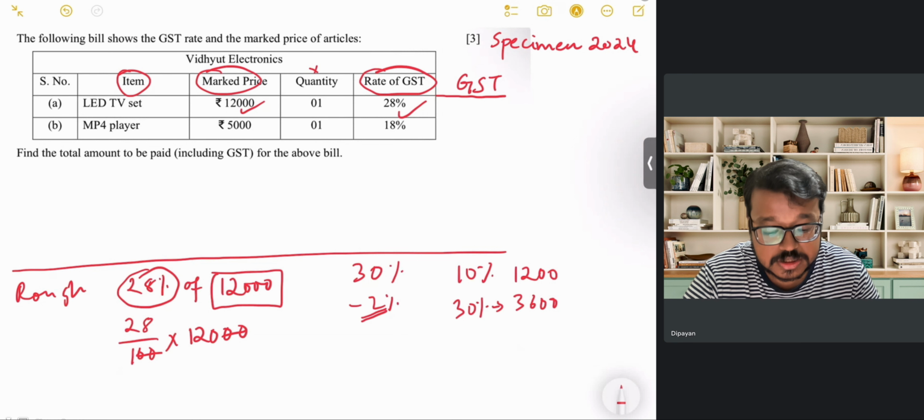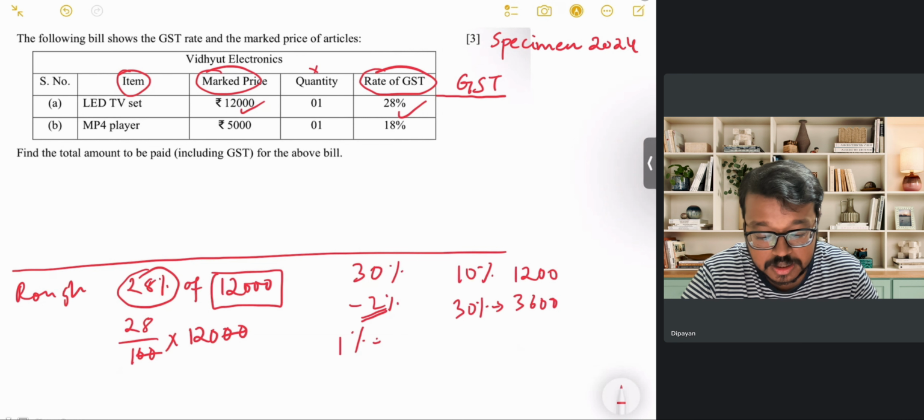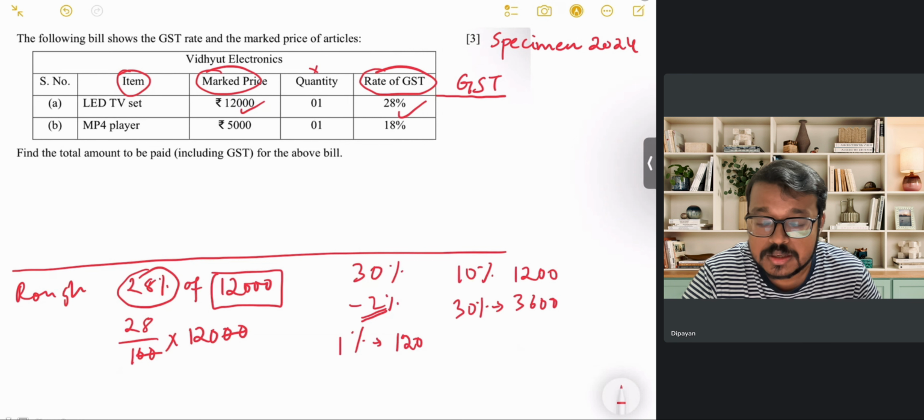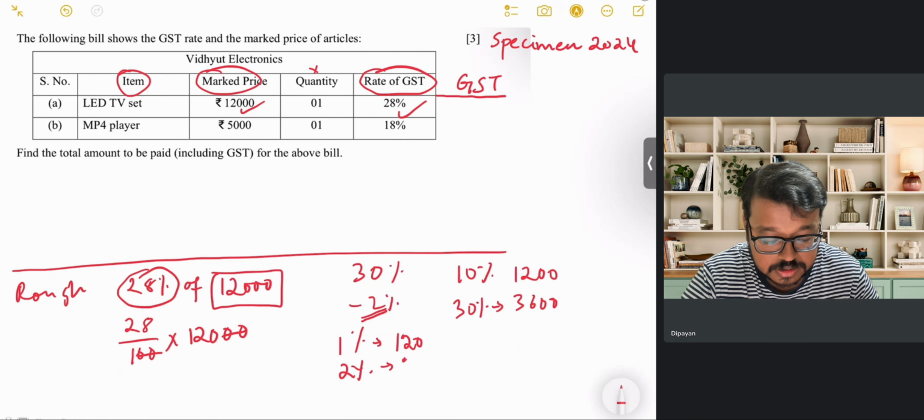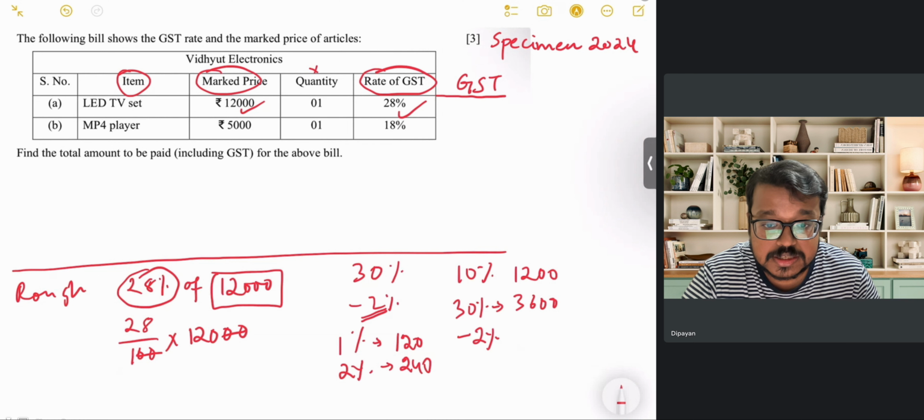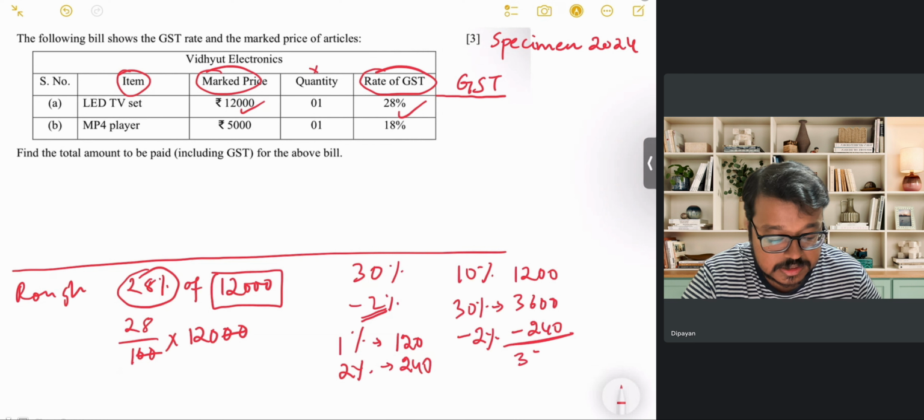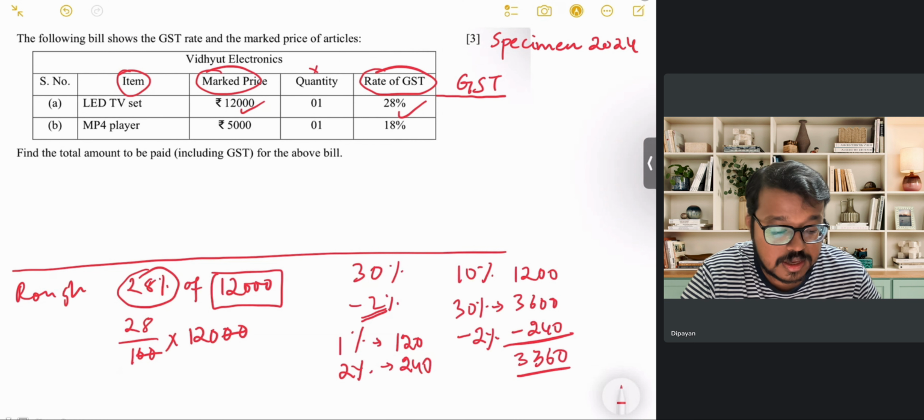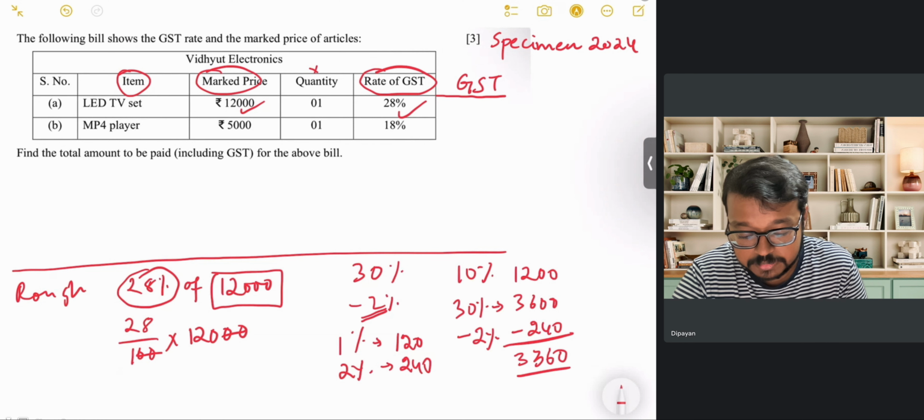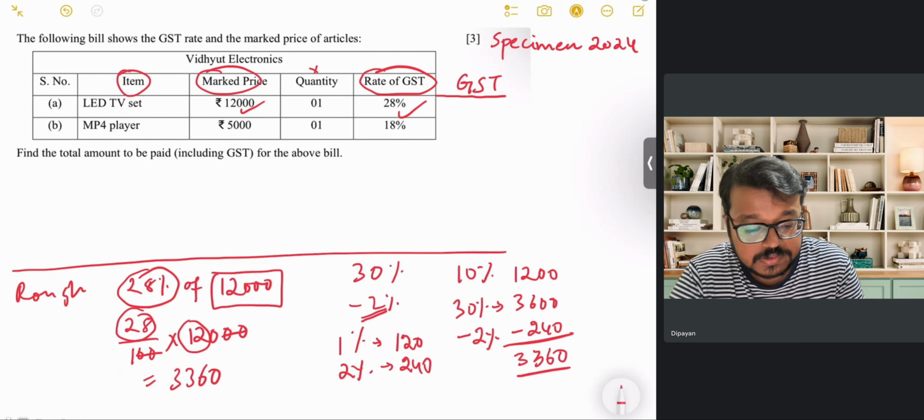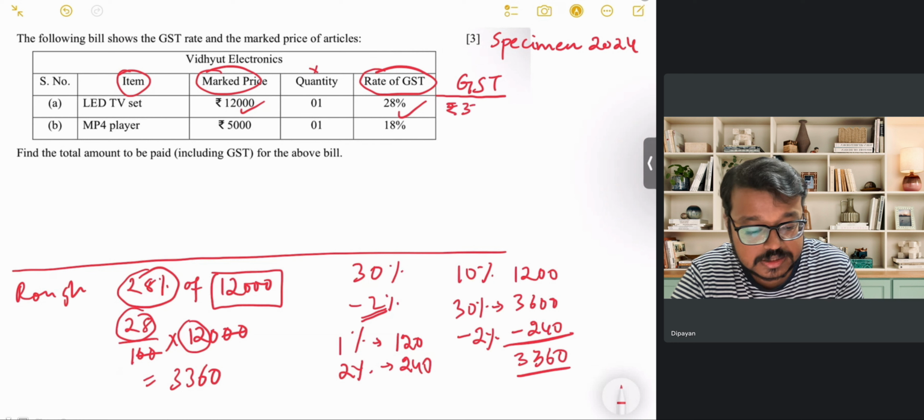Now what is 2%? I can go back to what is 1%, which will be 120, removing 2 zeros. So 2% will be 240. So 30% minus 2% is 3600 minus 240, which is 3360. I find this convenient. Otherwise, we can normally do 28 times 12. We will still get 3360. So we will write that GST for LED TV set is rupees 3360.